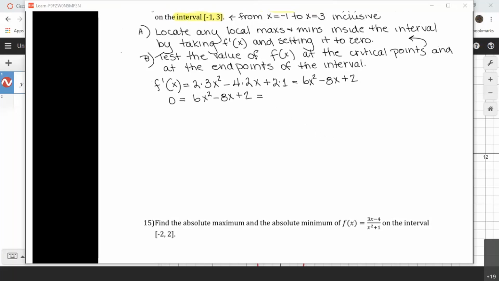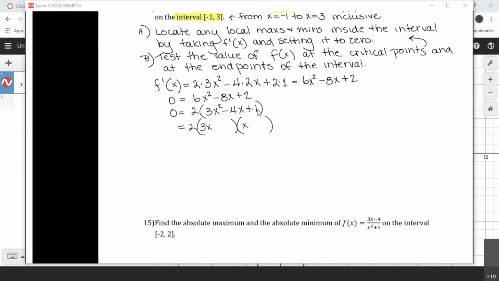I'm going to factor out my greatest common factor first. I'll work down so it's easier to follow. Greatest common factor is a 2. That leaves me 3x squared minus 4x plus 1. And again, you might remember, there's only one way to get 3x squared, and that's to multiply 3x by x.